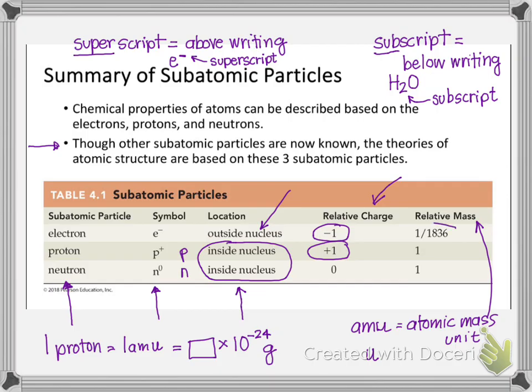And then if you notice the electron, it's even smaller. It's 1 over about 1,800 atomic mass units. What that means, just in different terms, is that it would take around 1,836 electrons to have the mass of 1 proton. 1,836 electrons have the mass of one proton. And we'll see this doesn't happen. You don't have that many more electrons compared to the protons.